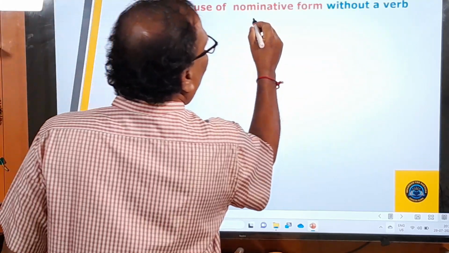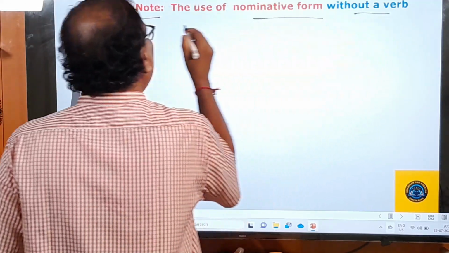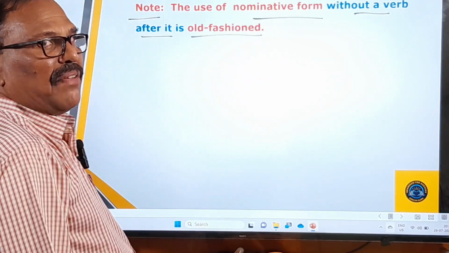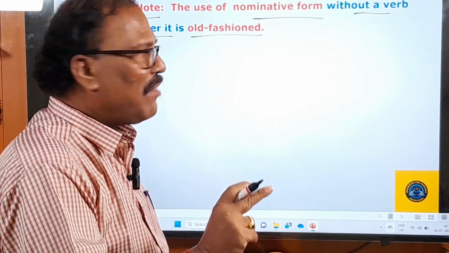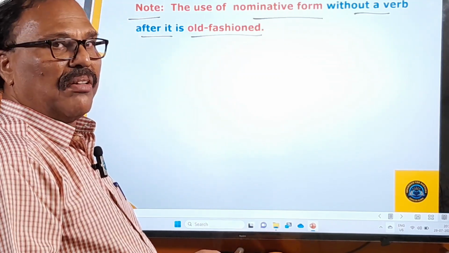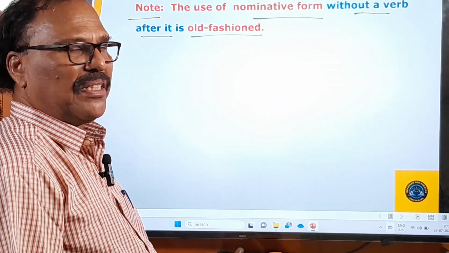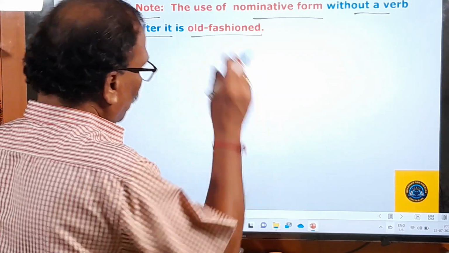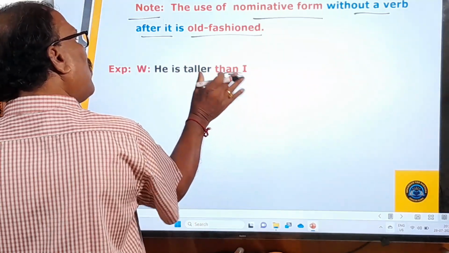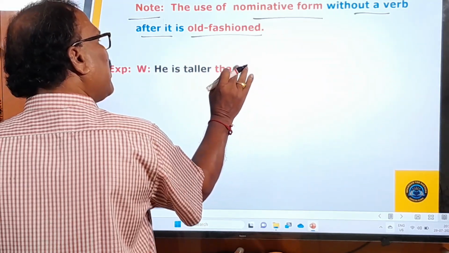Note the use of the nominative form without a verb. What is that? After "than," if there is no verb after the nominative pronoun, or pronoun in the nominative case, it is old-fashioned. In the olden English, that was there. He is taller than I. This is older English, old-fashioned English.